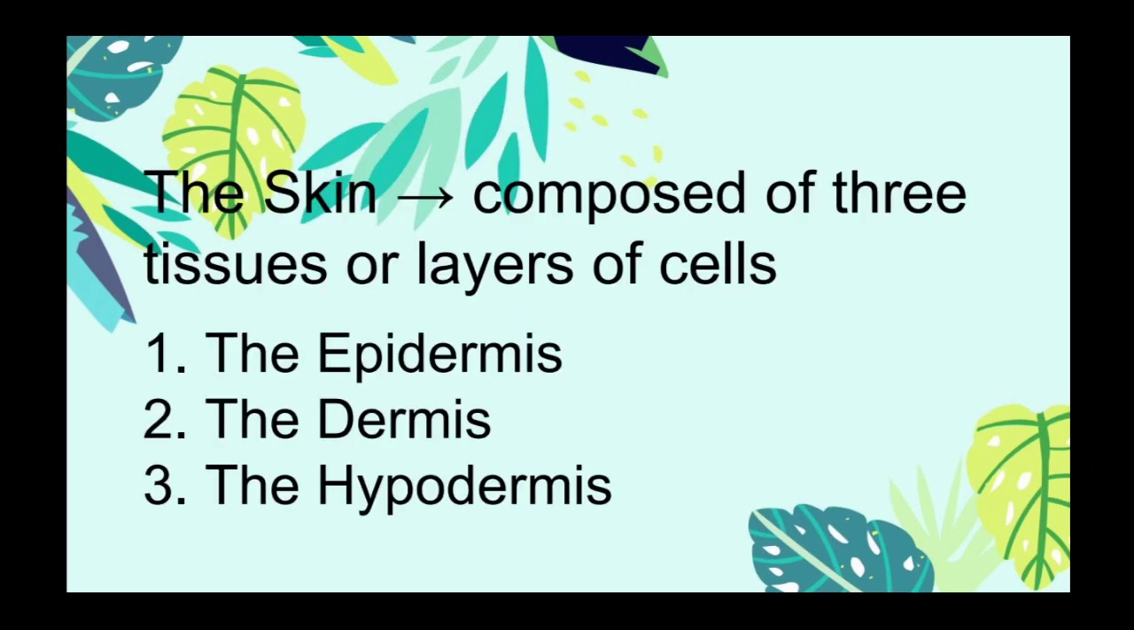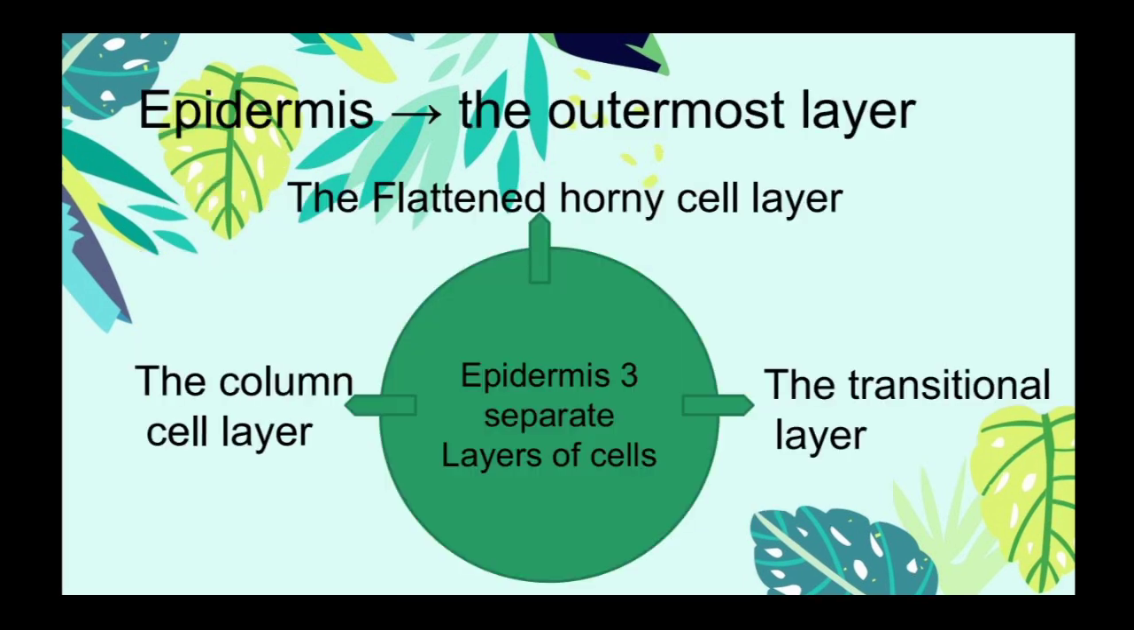So as I have said earlier, the skin is composed of three tissue layers of cells. Number one, we have the epidermis. The epidermis is the outermost tissue itself, consisting of three separate layers of cells. So what are those? Number one is the flattened horny cell layer. It is the outermost layer. Second, the transitional layer. It is the layer between the outer layer and the inner layer.